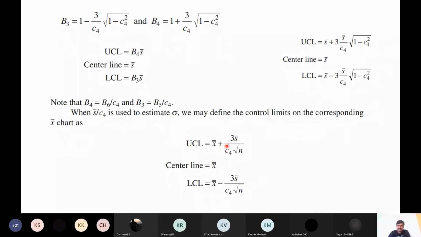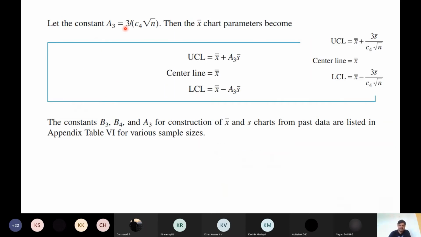Next, we have the 3 sigma limits, plus or minus 3 sigma limits, so we have this equation. Again, this can be simplified. If you consider 3 by C4 root n, this can be written as A3. So the limits will be X double bar plus A3 S bar, X double bar as the central line, then X double bar minus A3 S bar.